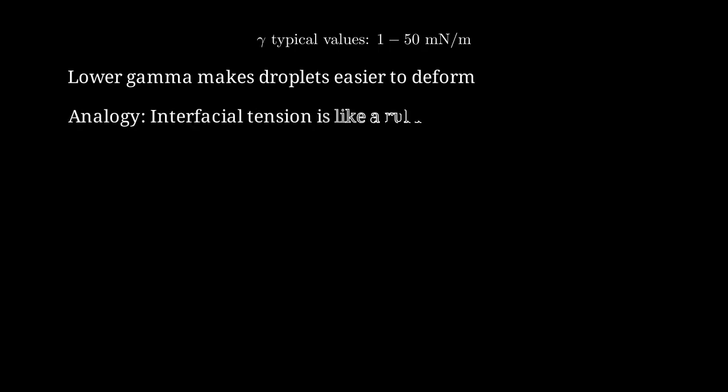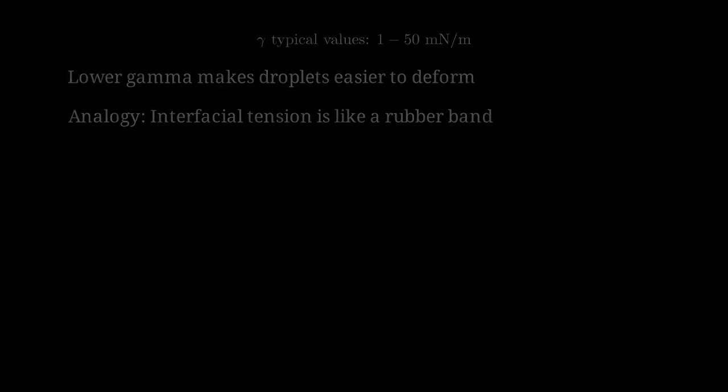Here's an analogy. Interfacial tension acts like a rubber band around the droplet interface. A tight rubber band means high tension and small droplets. A loose rubber band means low tension, and the droplet can grow larger before breaking.